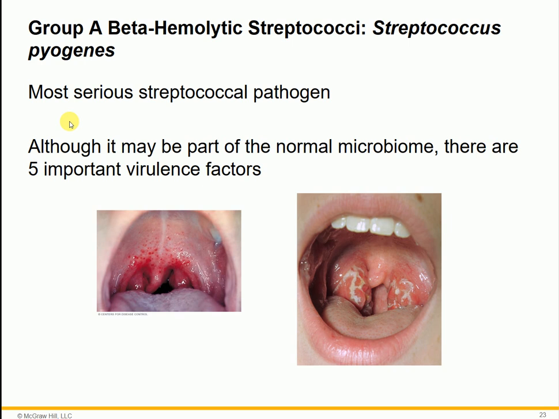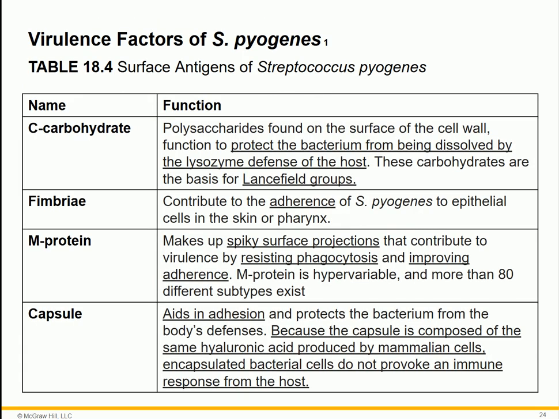But although Streptococcus pyogenes is technically part of the normal microbiome, there are several virulence factors that can eventually lead to the overgrowth of these bacteria, which leads to the development of strep throat. So let's take a look at these virulence factors of Streptococcus pyogenes. These are found on this specific kind of strep, not all strep infections. Streptococcus pyogenes, again responsible for strep throats, has 5 different kinds of virulence factors.